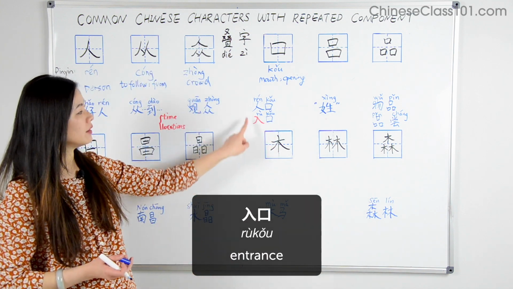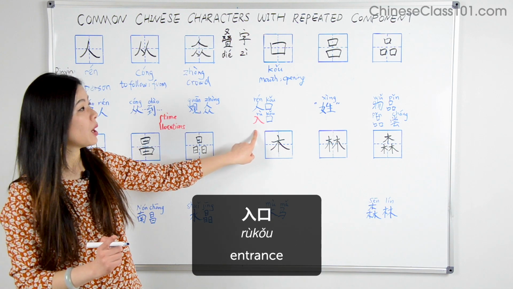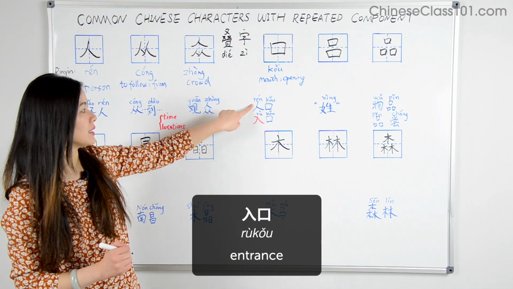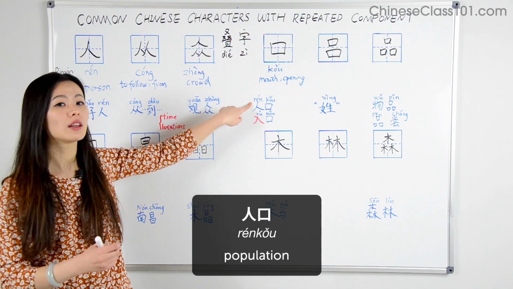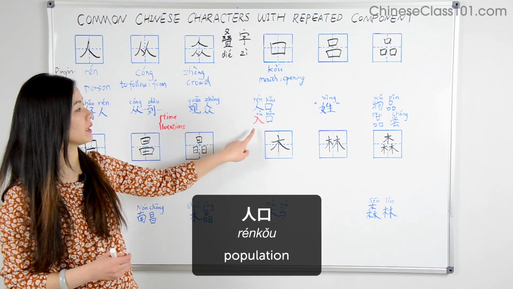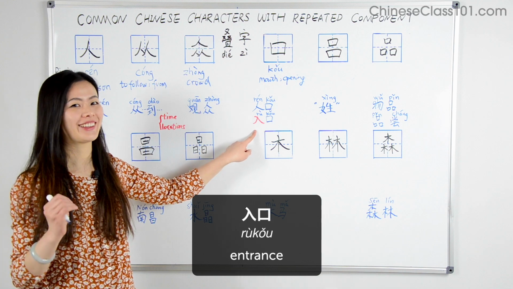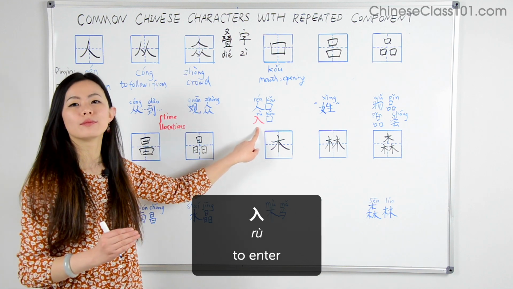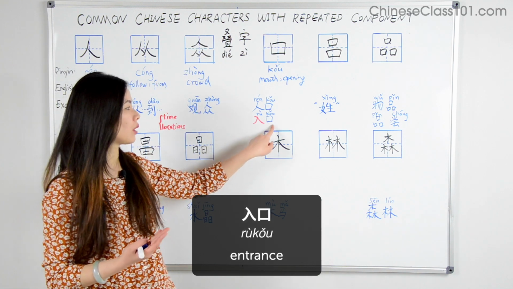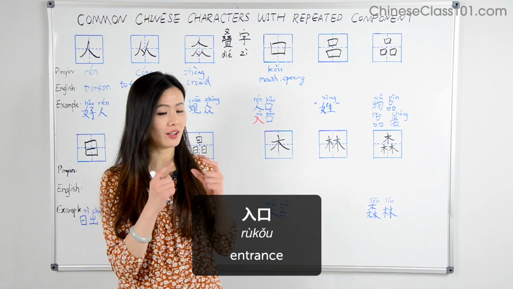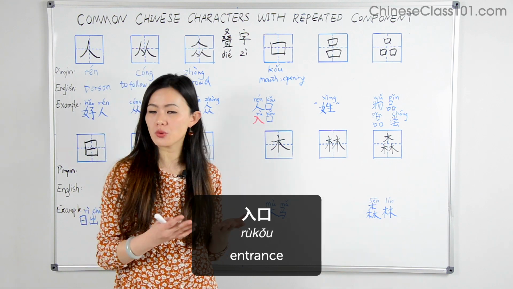Now be careful not to confuse 人口 with 入口. You see, 人 and 入 are pretty similar, but the difference is that in 人口, the left stroke is longer, but in 入口, the right stroke is longer. 入 means to enter, so 入口, you will often see it on signs, which means entrance.